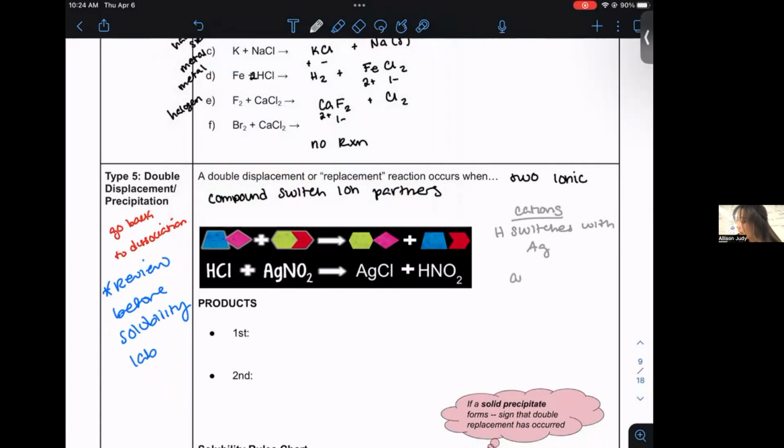And then, of course, the anions switch partners. So we could say that the Cl switches with NO2. You could look at it both ways. I don't really care how you look at it, but what you've got to recognize is you switched partners. It wasn't one single element coming along and taking the spot.